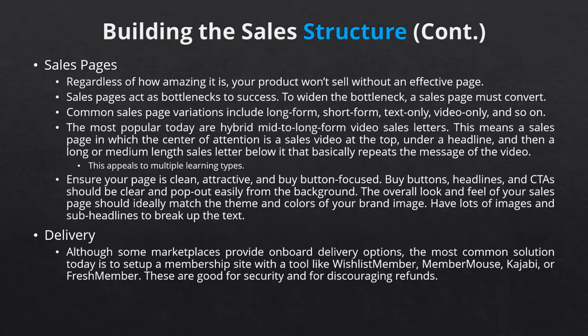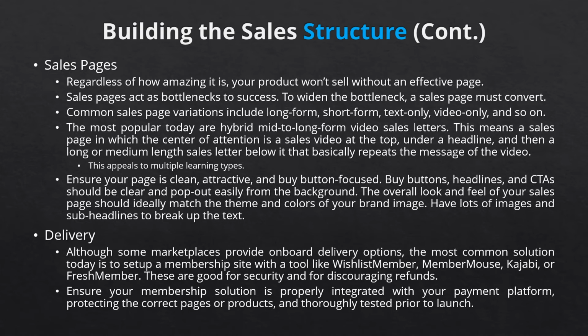First, there's the more common WordPress-based options like Wishlist Member, Member Mouse, and Digital Access Pass. Then, there's the non-WordPress solutions like Kajabi or Fresh Member. Whichever you choose, you'll need to go through a few steps to integrate it with your payment platform or marketplace so that people can automatically access their purchases after buying. Also, pay close attention to how you're setting up your membership script and ensure that it's protecting all the correct pages for all the correct products. Also, test to make sure your login details are automatically being sent at the moment of purchase.